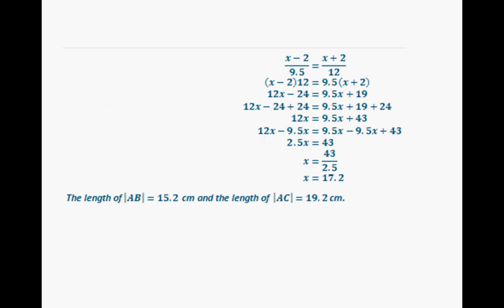Here is just one solution based on what we mentioned earlier, but again, your problem could be set up slightly different. However, you should get an answer of x is equal to 17 2/10. From that, we can figure out that the length of AB is 15 2/10 centimeters, and the length of AC is 19 2/10 centimeters.